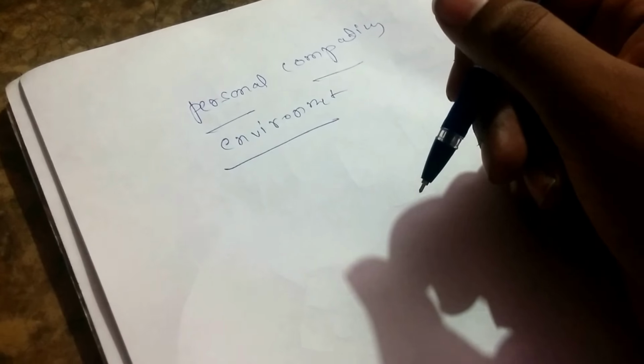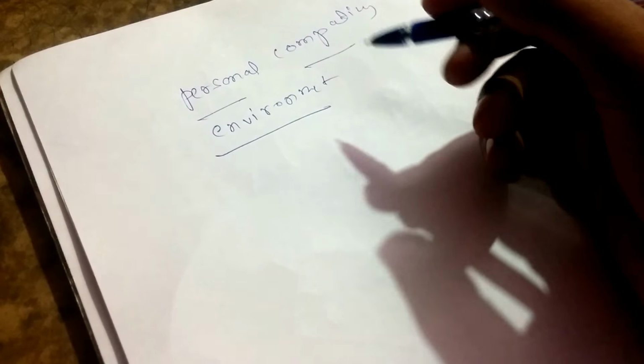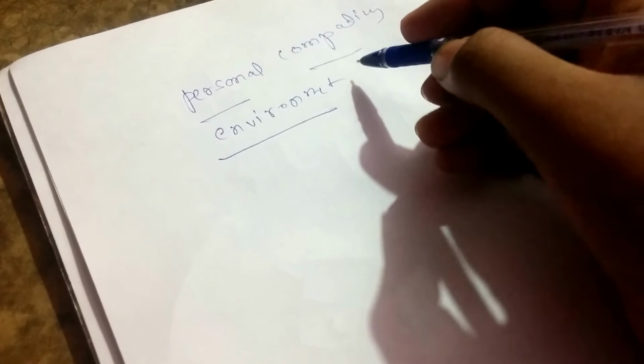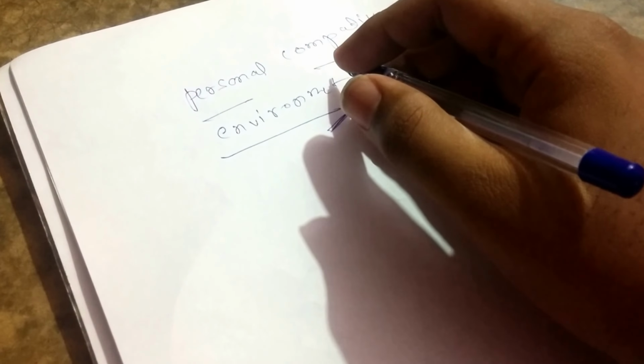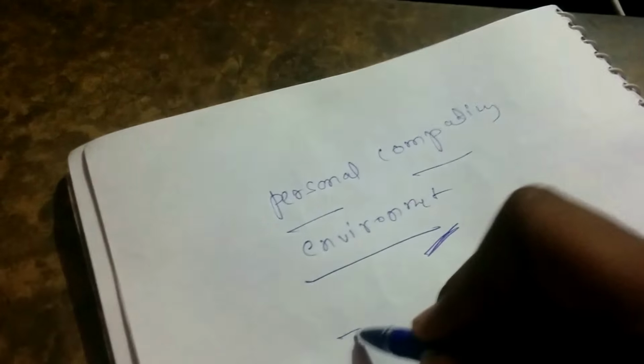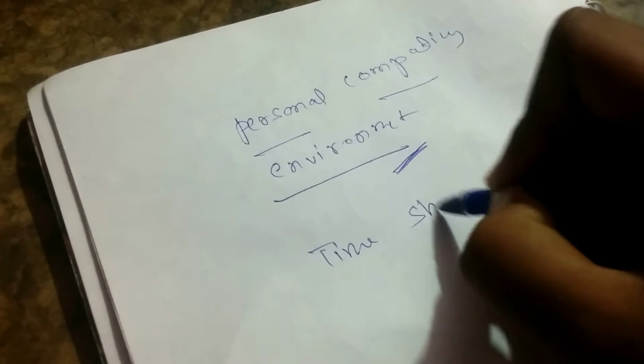A personal computing environment is nothing but these are personal computers within our home, or else let's take a mobile, or a personal computer, laptop, every other device we use for computation. We regularly use these things, right? This is a personal computing environment. And next, we have a different computing environment, the time sharing computing environment.